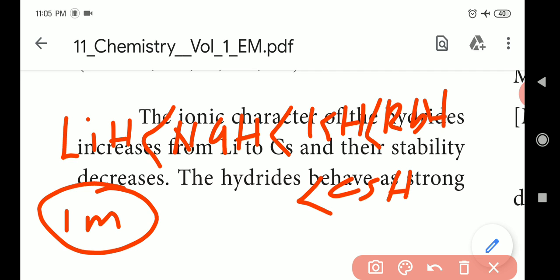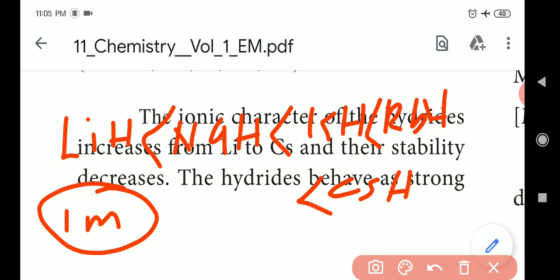Now we discuss why lithium hydride is the most stable and why cesium hydride is the least stable. We know that as we move down the group, the size of the atom increases. Comparing lithium, sodium, potassium, rubidium, and cesium: lithium has the smallest size and cesium has the biggest size. Hydrogen also has a very small size.